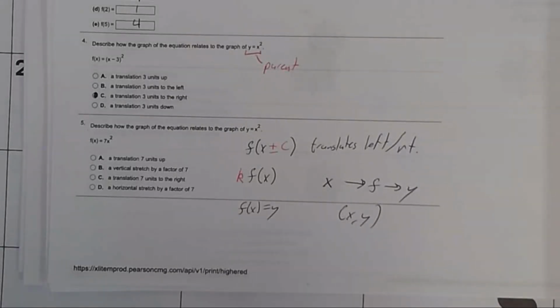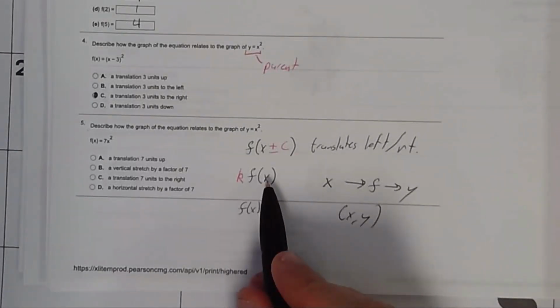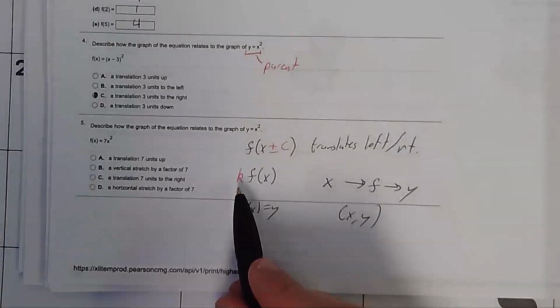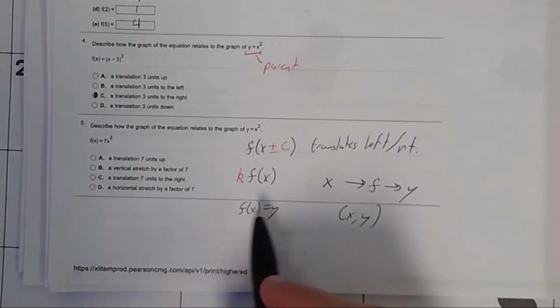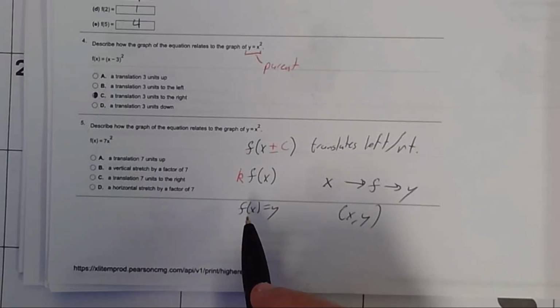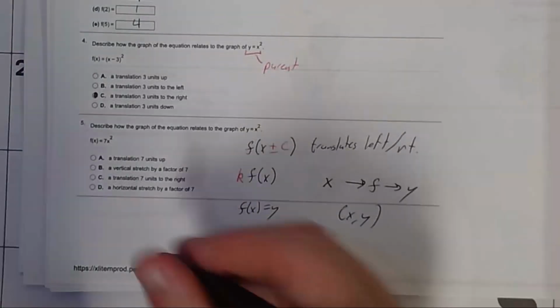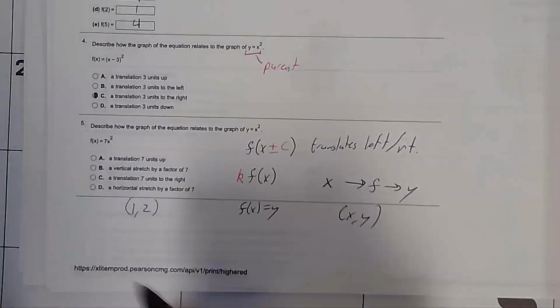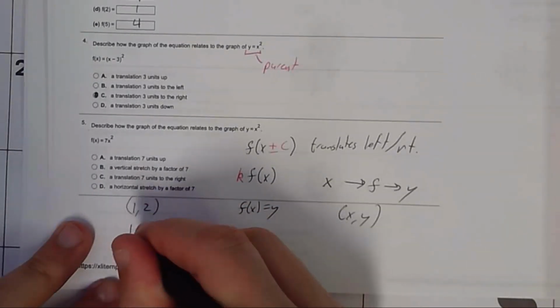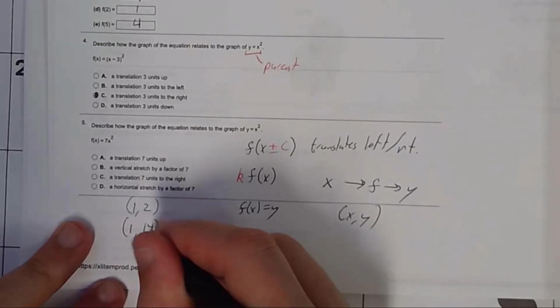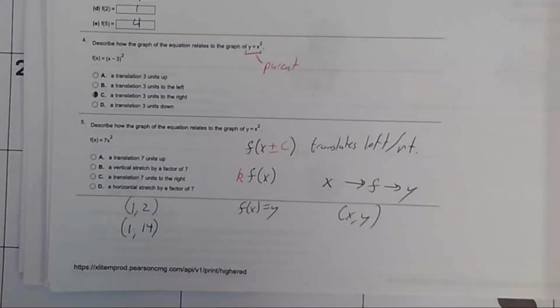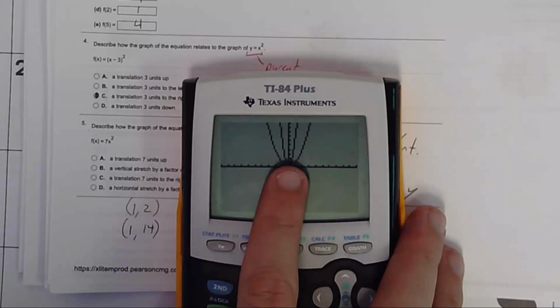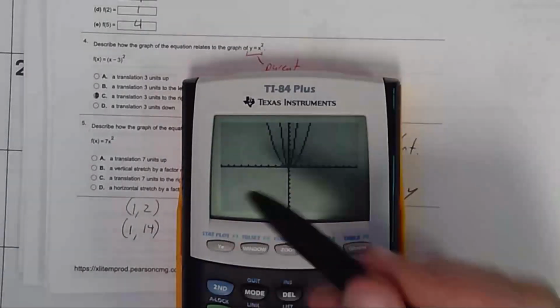So what if you multiply all of the y values by a certain number? Well, then notice that the place where those values happen in the x direction is still the same thing. For example, if I take 1, 2, and I multiply the y coordinate by 7, then the new pair is 1, 14. So nothing happened in the x direction, and you can clearly see that on the graph.